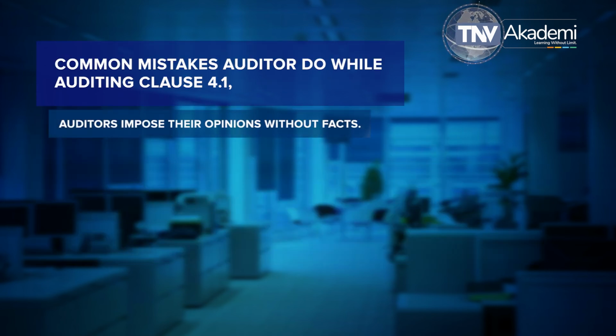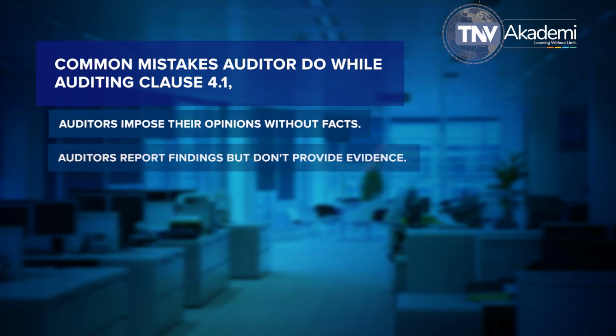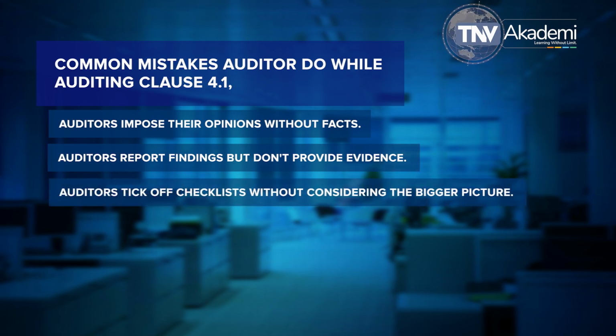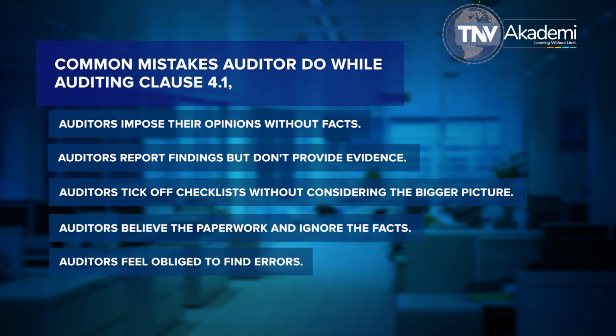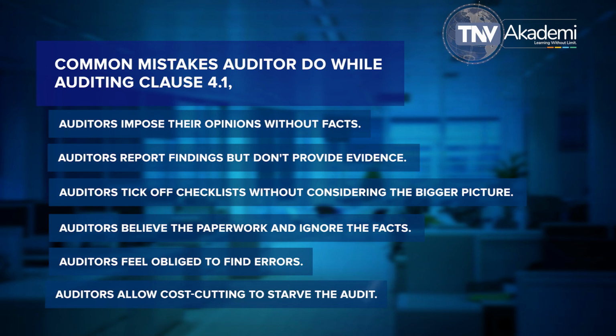Auditors impose their opinions without facts. Auditors report findings but don't provide evidence. Auditors stick to checklists without considering the bigger picture. Auditors believe the paperwork and ignore the facts. Auditors feel obliged to find errors. Auditors allow cost cutting to affect the audit. It is highly recommended that, as an auditor, you avoid these common mistakes while doing an ISO audit to make it effective.